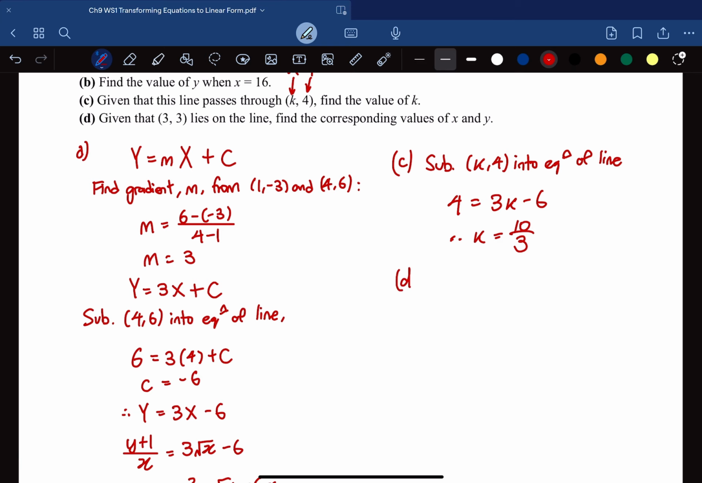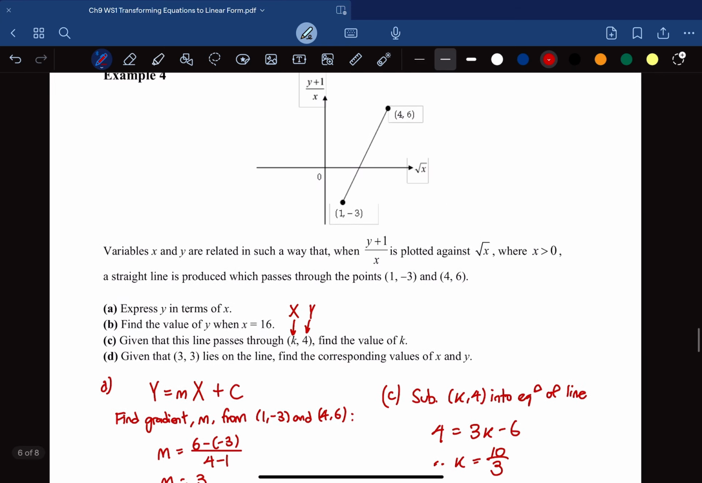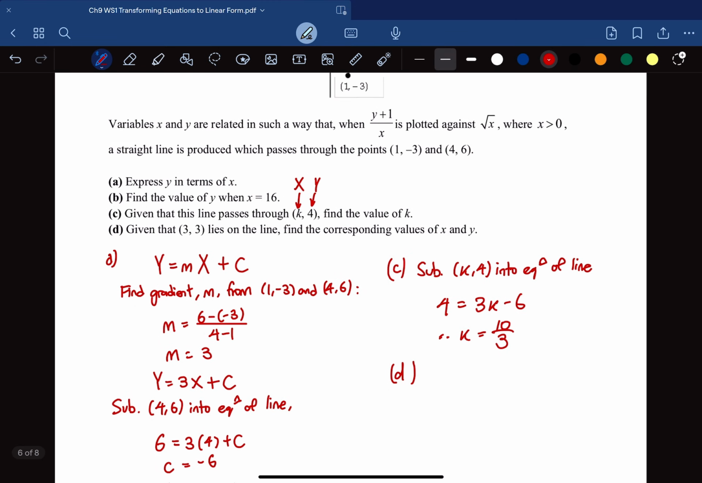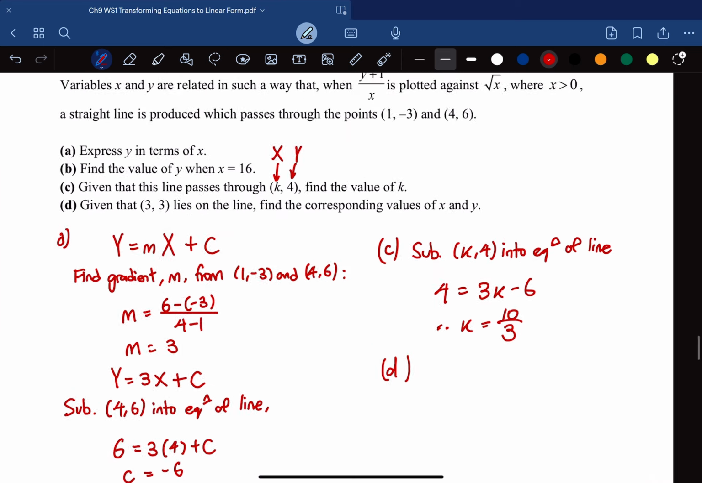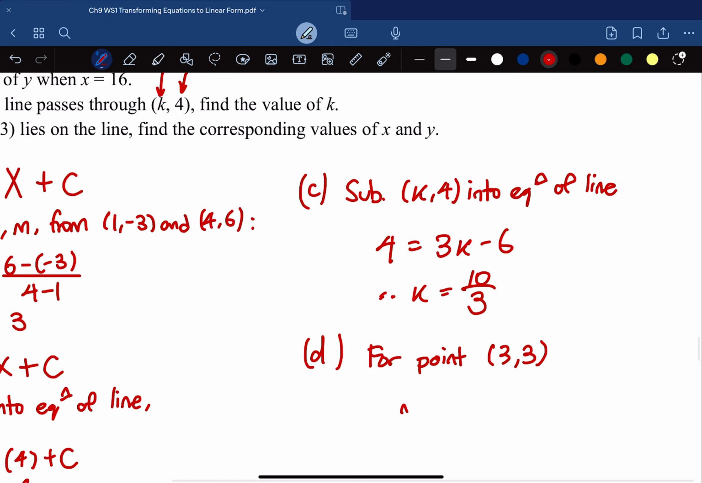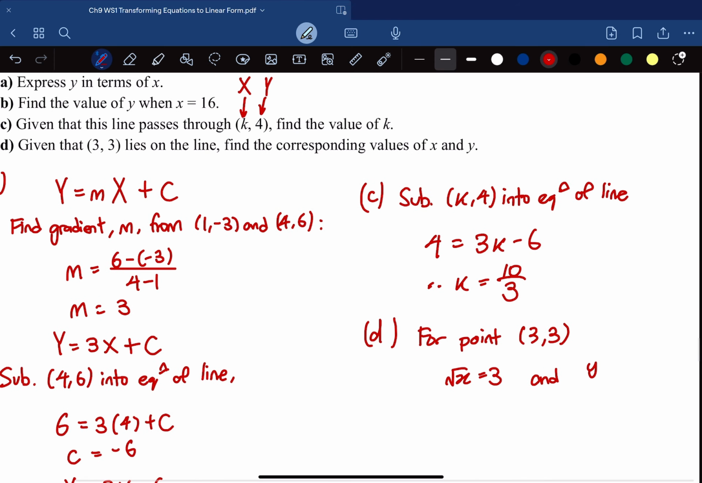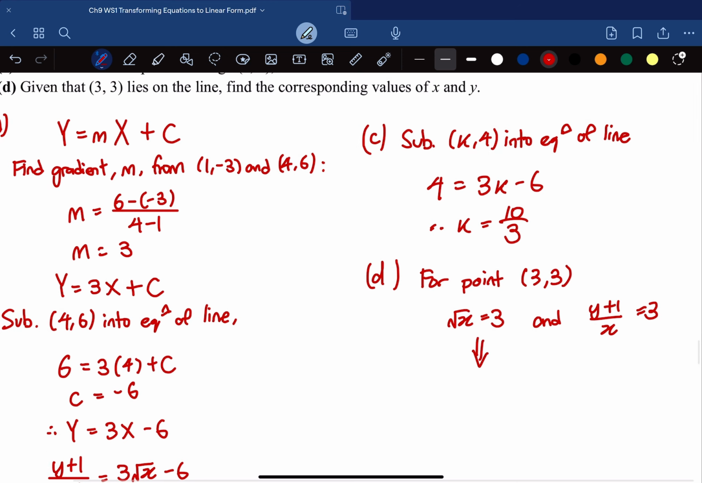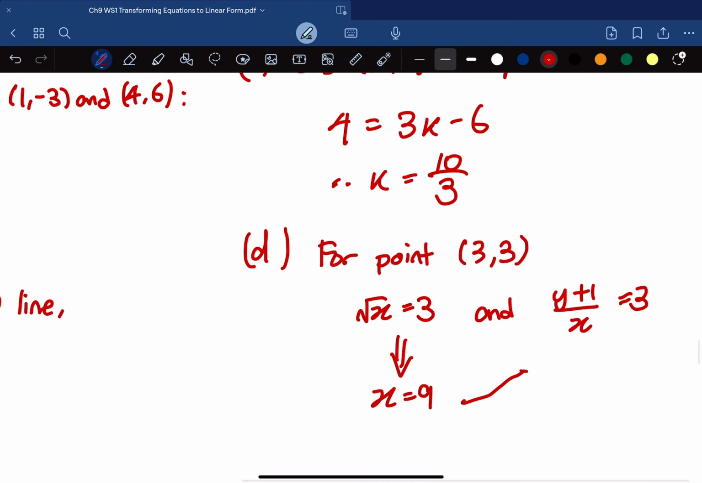And the last part, part D, given that 3, 3 lies on this line here, find the corresponding values of x and y. So this is telling you that for point 3, 3, it means that my root x is equal to 3 and y plus 1 over x is equal to 3 as well. So from there, to find the corresponding value of x, therefore, x is equal to 9. And from here, I can sub this value in. So sub x equals to 9.